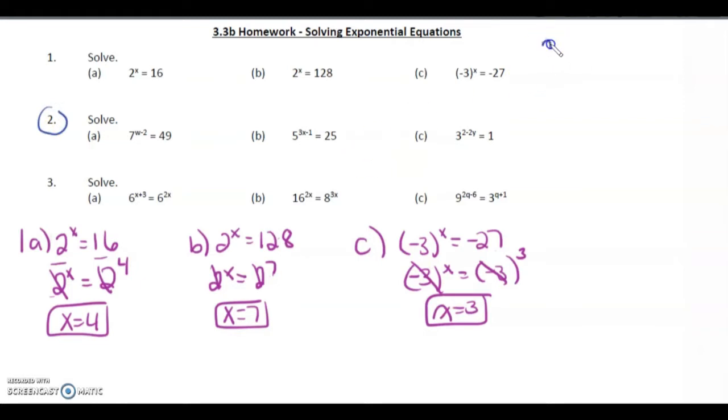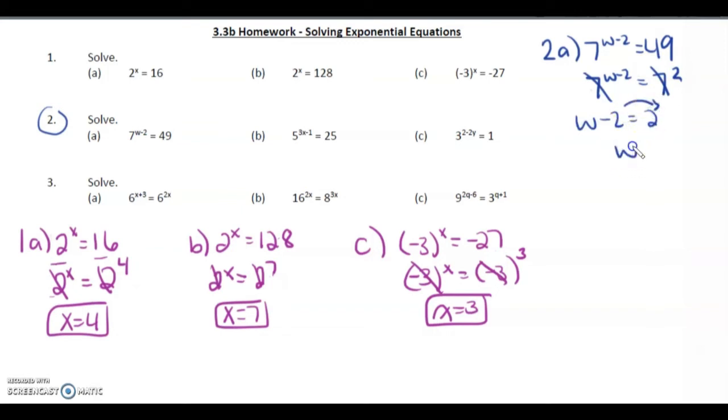Okay, I'm going to take 2a up here. We get 7 to the w minus 2 equals 49. So how can we rewrite 49 as a base of 7? Well, it's 7 squared. We can now cancel out the bases, and we have w minus 2 equals 2. Bring over the negative 2, we get w equals 4.